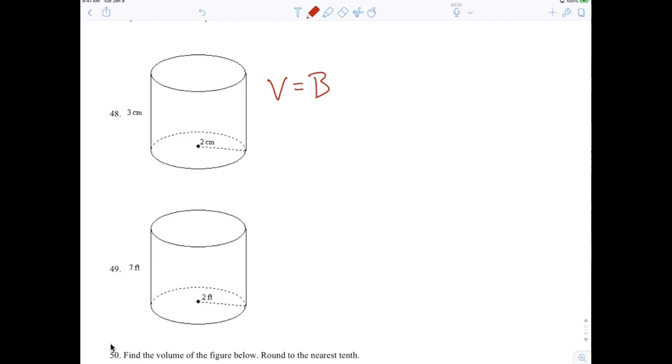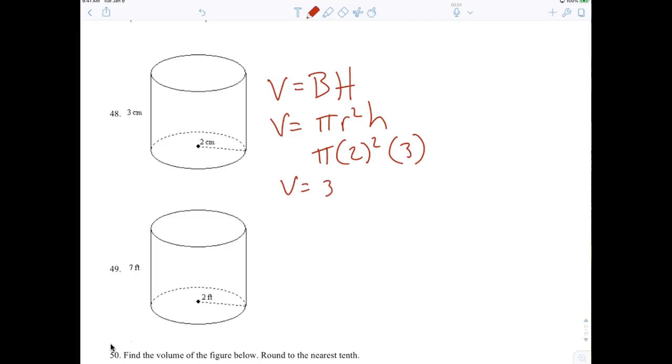Volume equals area of the base times the height. Everybody should know that. Area of the base. But the base this time is a what? Circle. So volume equals pi r squared times h. So, pi, what's the radius? 2 squared times the height, which is what? 3. So type that in on your calculator. What is it? 37.7 centimeters what? Centimeters cubed.